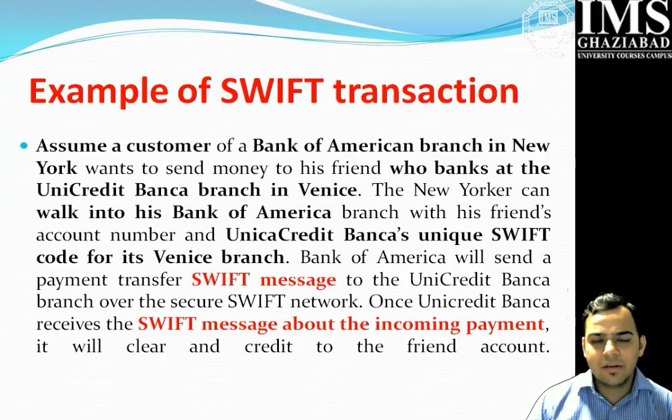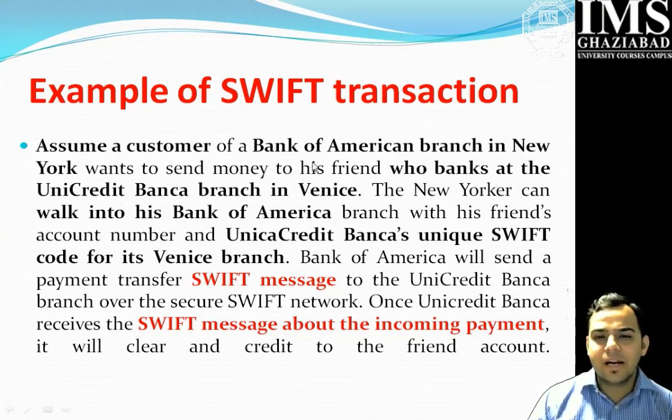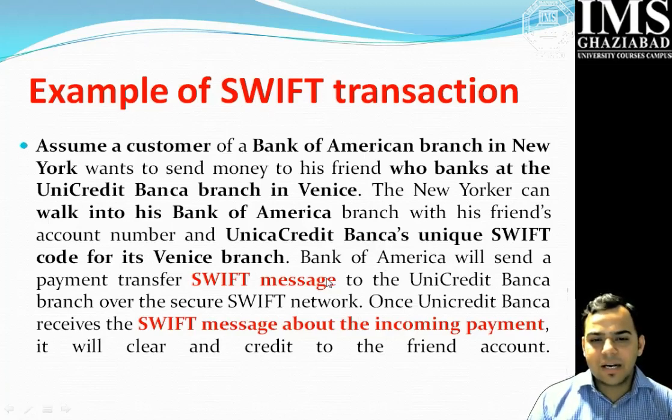First we go to the basic example for SWIFT. Assume a customer of a Bank of America branch in New York wants to send money to his friend whose bank is Unicredit Bank in Venice. The New York customer can walk into the Bank of America branch with his friend's account number at the Unicredit bank. This bank is actually going to generate the SWIFT code. The SWIFT code is being generated by one bank and it is being validated by the other bank.